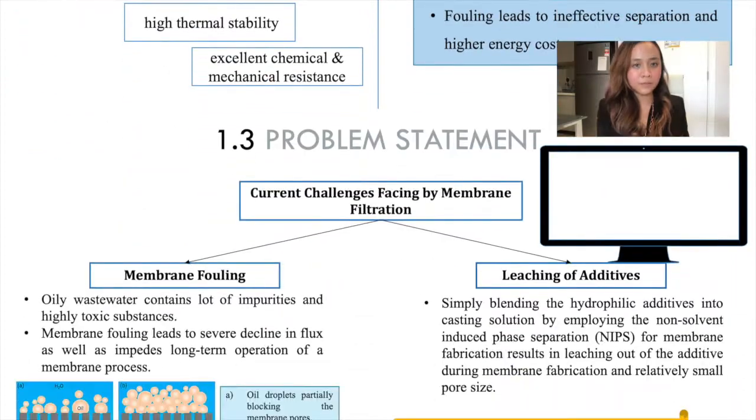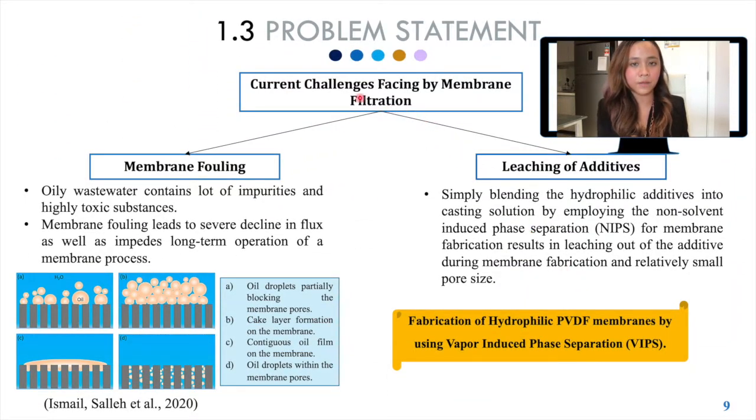For the problem statement, there are a few current challenges that membrane filtration is facing. Firstly, membrane fouling. Oily wastewater contains a lot of impurities and highly toxic substances, and some of the molecules are sticky in nature, resulting in membrane fouling. Membrane fouling eventually leads to severe decline in flux, as well as impeding long-term operation of a membrane process.